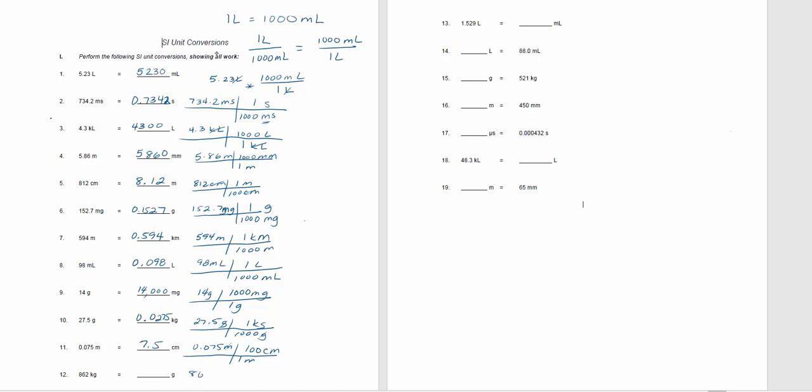862 kilograms is going to be a lot of grams. So we need to multiply our 862 kilograms by 1,000 grams. We get 862,000 grams. Over here, number 13, I'm going to convert from liters to milliliters. Again, liters to milliliters and milliliters to liters is something that's going to be very common throughout all of my general chemistry courses. So 1.529 liters. And in 1 liter, we have 1,000 milliliters. So I'm going to multiply these, and I get 1,529 milliliters.